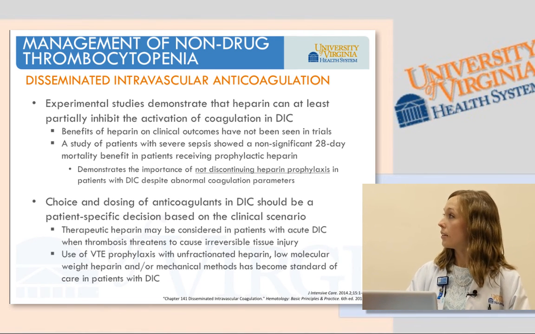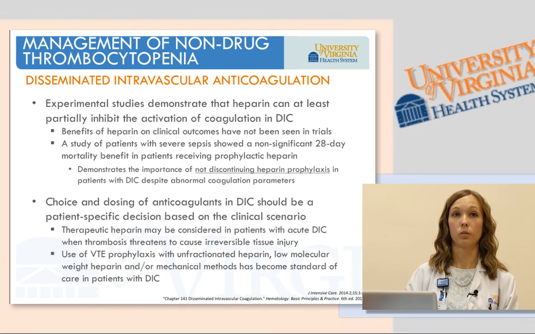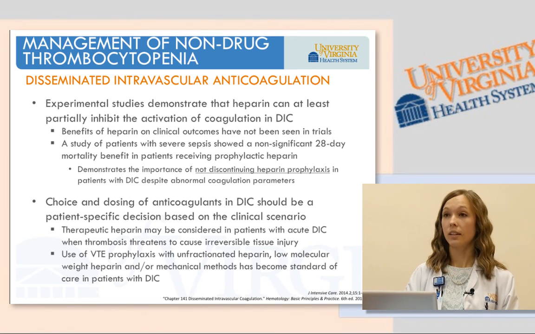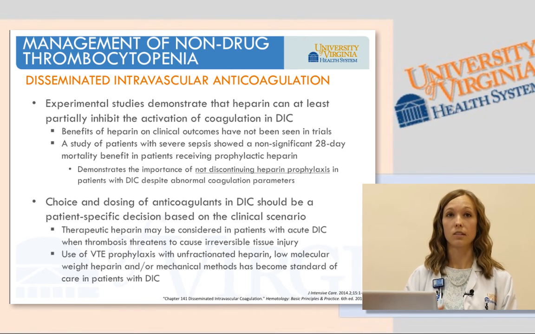There was a small study of patients with severe sepsis in DIC that showed a mortality benefit, although non-significant, a small mortality benefit in patients that continued to receive prophylactic heparin compared with those in which the prophylactic heparin was held. So I think, if anything, that just underscores the importance of continuing our prophylactic anticoagulation in these patients despite the abnormal coagulation parameters that we're going to see in those labs.